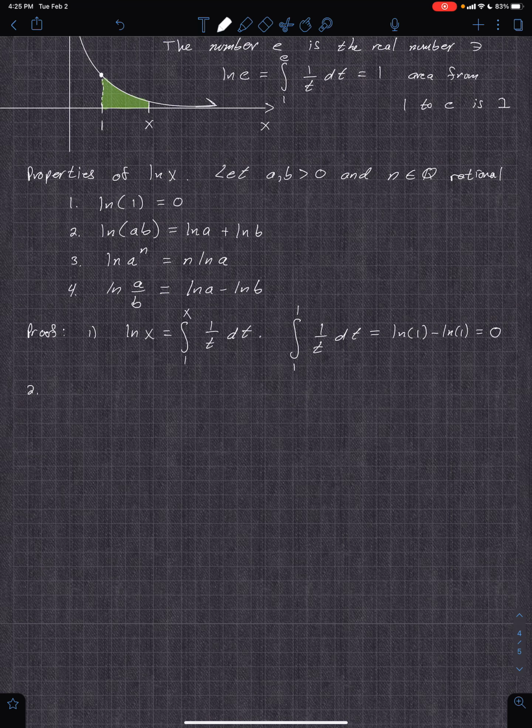Two is a little more difficult. Okay, I was going to say it has some work to do. Okay, so let's do 2. So what we look at then is, take the derivative d/dx of ln x. That's d/dx of the integral from 1 to x of 1 over t dt. Well, that'll just be 1 over x.